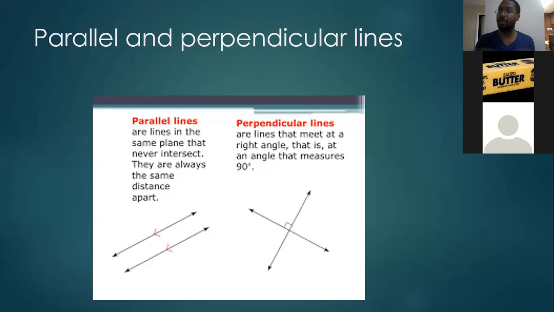Perpendicular lines are different. They actually do meet, but they meet in a special way. They don't just meet in an arbitrary way. The way that perpendicular lines meet is they meet at a right angle, or a 90-degree angle is what we say.